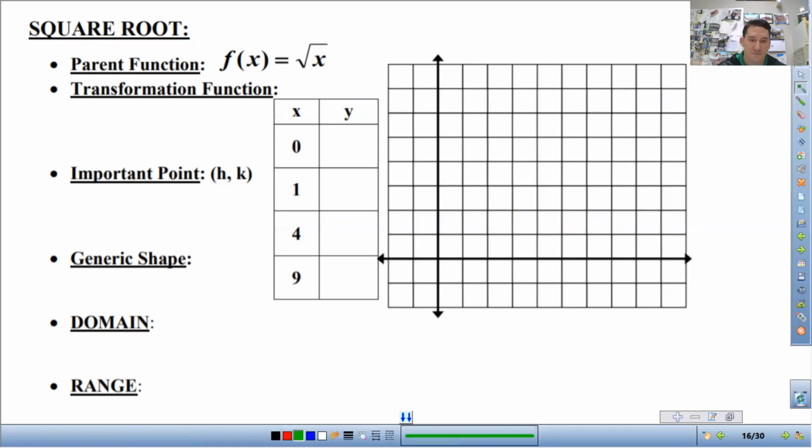So starting off, the function f of x equals square root of x. So square root of 0 is 0, square root of 1 is 1, square root of 4 is 2, square root of 9 is 3, right? Notice this table doesn't start with negatives like the others did in this unit. The reason is that you can't take the square root of a negative number and get a real number as an answer.